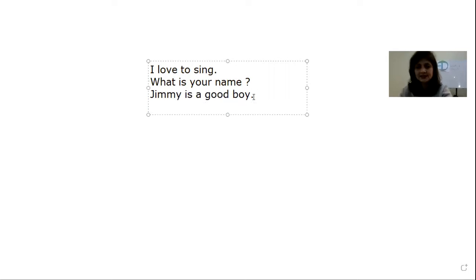Now, another sentence. Jimmy likes to keep secrets, right? Now, is this sentence correct? Yes, this sentence is correct because the sentence starts with a capital letter. That is the name of Jimmy, right? And Jimmy likes to keep secrets. And the sentence ends with a full stop. Very good. So that means it is correct, right?